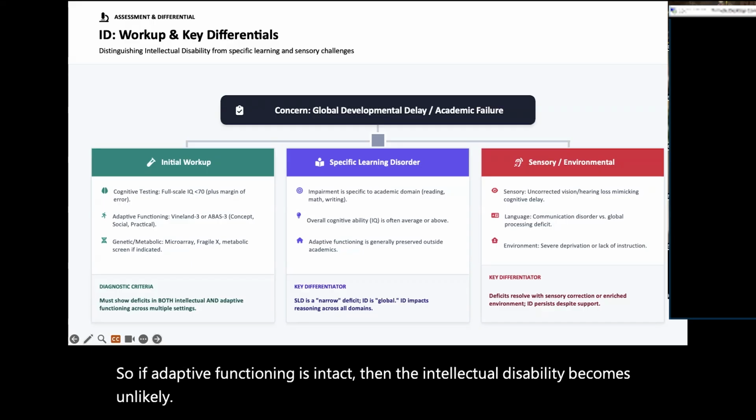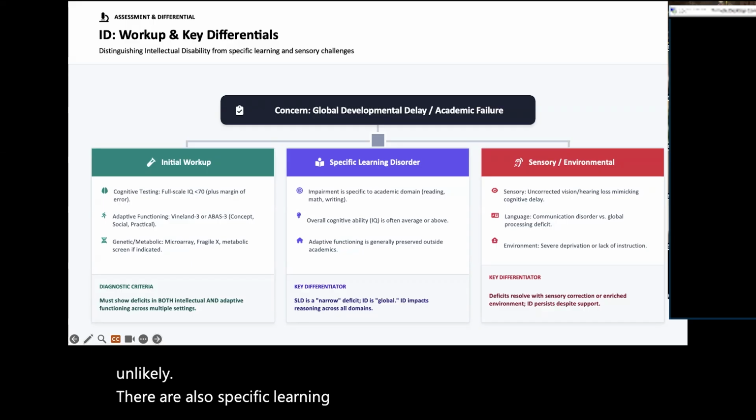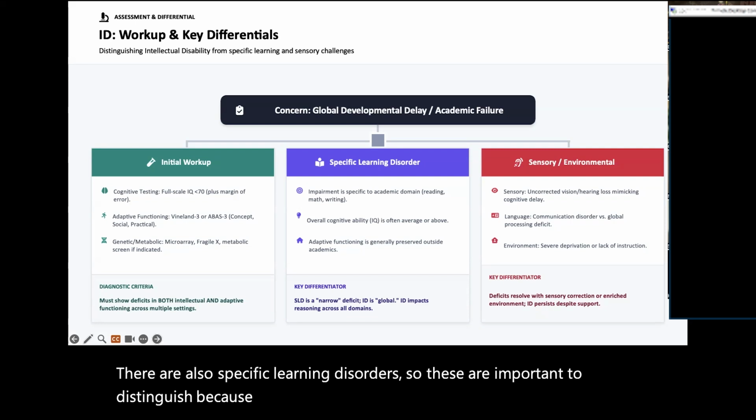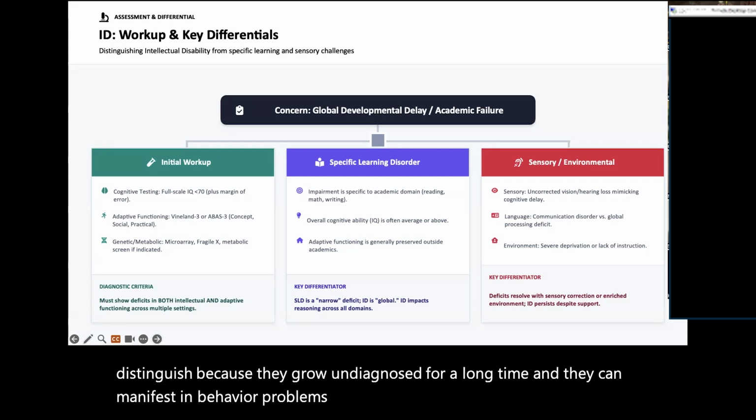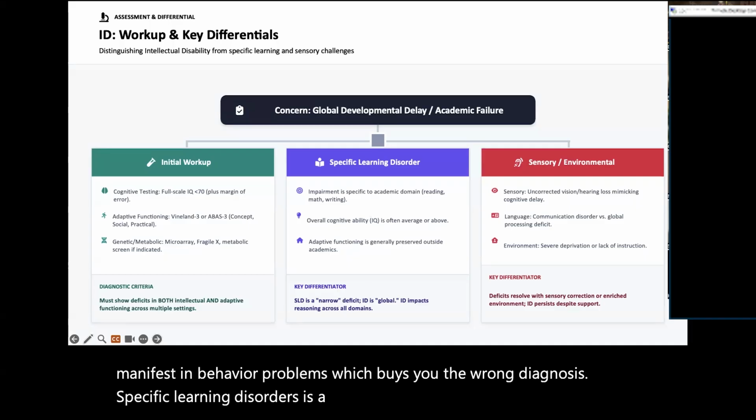There are also specific learning disorders. These are important to distinguish because they go undiagnosed for a long time and they can manifest in behavior problems, which buys you the wrong diagnosis. A specific learning disorder is a narrow academic deficit. It could be in reading, in writing, in math.